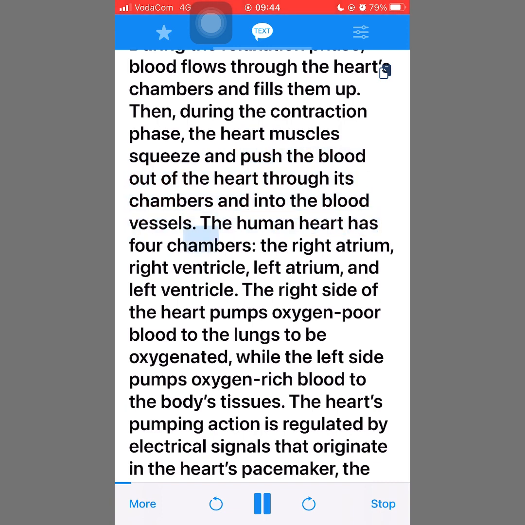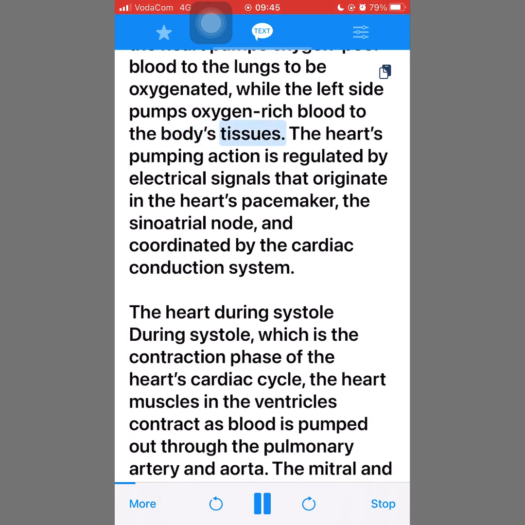The human heart has 4 chambers: the right atrium, right ventricle, left atrium, and left ventricle. The right side of the heart pumps oxygen-poor blood to the lungs to be oxygenated, while the left side pumps oxygen-rich blood to the body's tissues. The heart's pumping action is regulated by electrical signals that originate in the heart's pacemaker, the sinoatrial node, and coordinated by the cardiac conduction system.